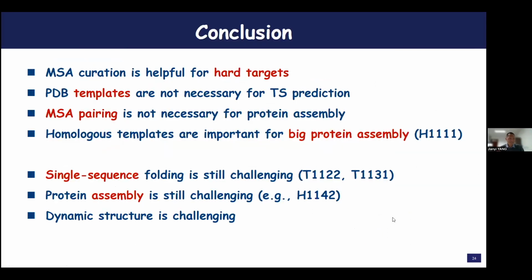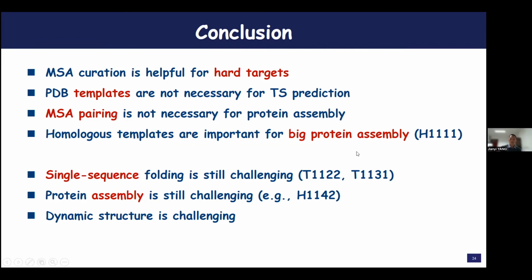So next is a summary. What works? I think these are the strategies that work for this modeling. First, we need to create a better MSA. Also, we find that PDB templates are not necessary for predicting the target structure. Also, in our tests, we find the MSA pattern is not necessary, but for H1134, I don't have time to show that target. This pattern is necessary for that target.